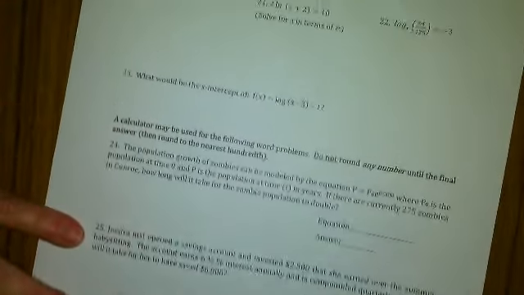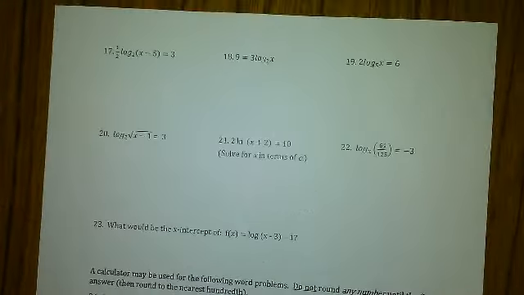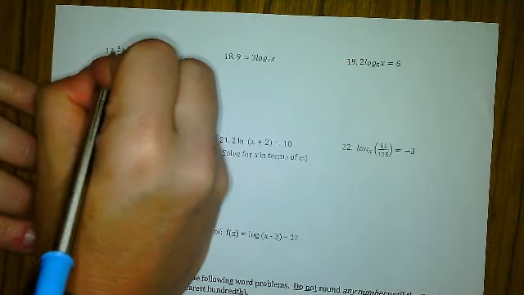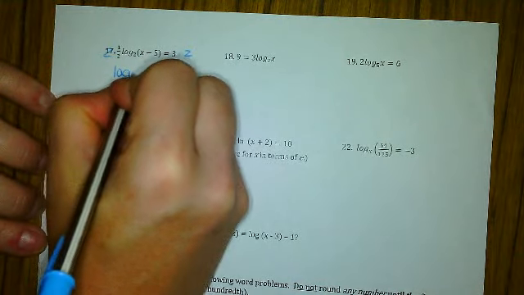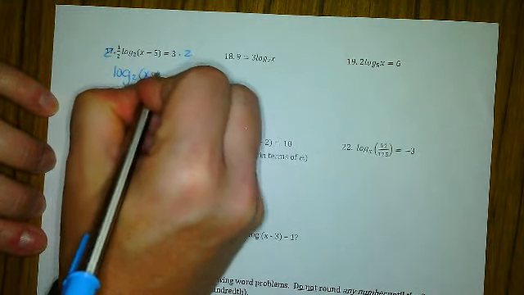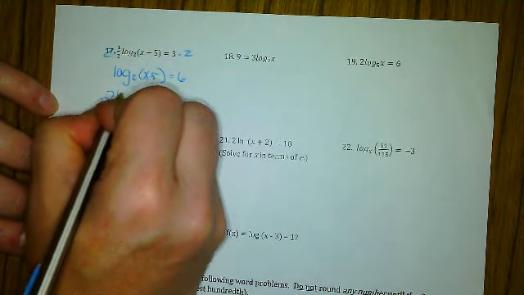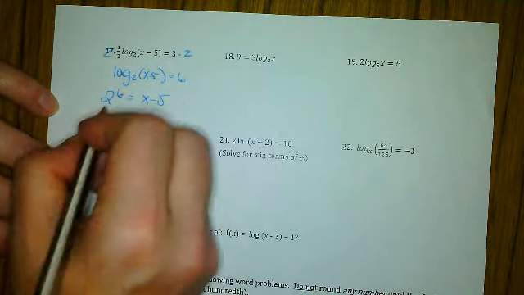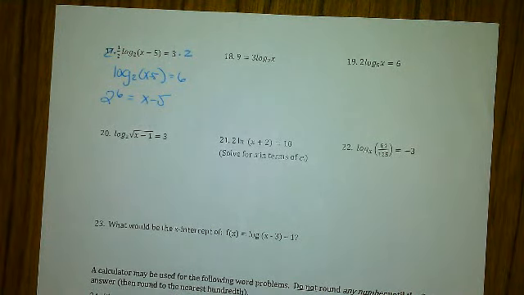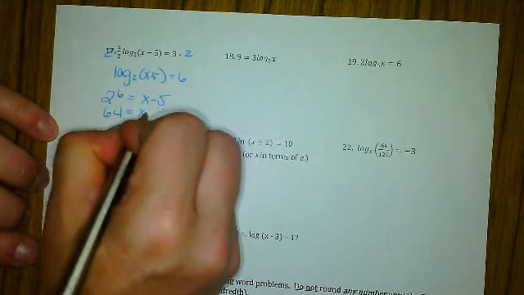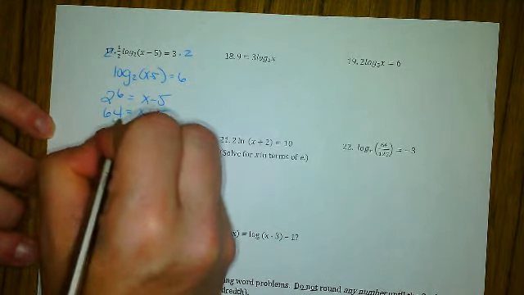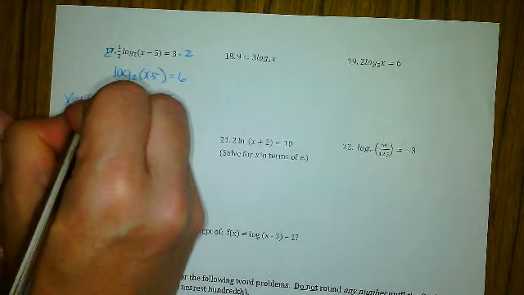Alright, on the other side. Okay, so on these here, again, I'm just trying to get the log and the base by itself. Alright, so here I'm going to multiply by 2, multiply by 2. That gives me log base 2 of x minus 5 equals 6. 2 to the power of 6 equals x minus 5. 2, 4, 8, 16, 32, 64. So that gives me 64 equals x minus 5. Add 5. So x equals 69.